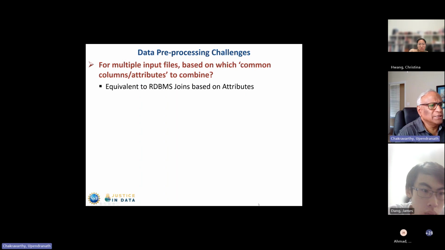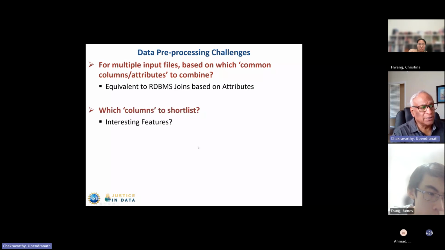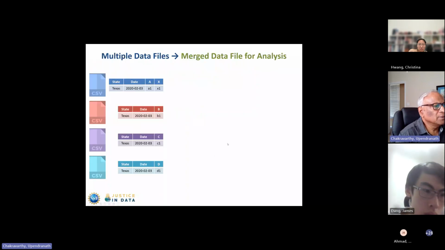From multiple input files, based upon which common column attributes do we combine? That's one thing here. This is similar to what we do in joins, but this data is not in a database. It is coming on a daily basis. For each day, you get a separate file. Then you have to merge that file to the previously available file, doing all the processing that you want. Which columns to shortlist? Not every column, because all this data has 20, 30, 40, 50 columns. Not all of them are interesting for us to use. So, merging the data files.